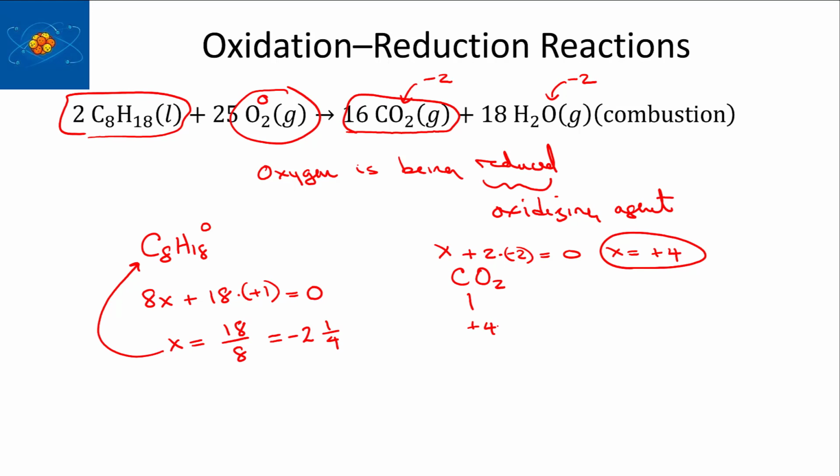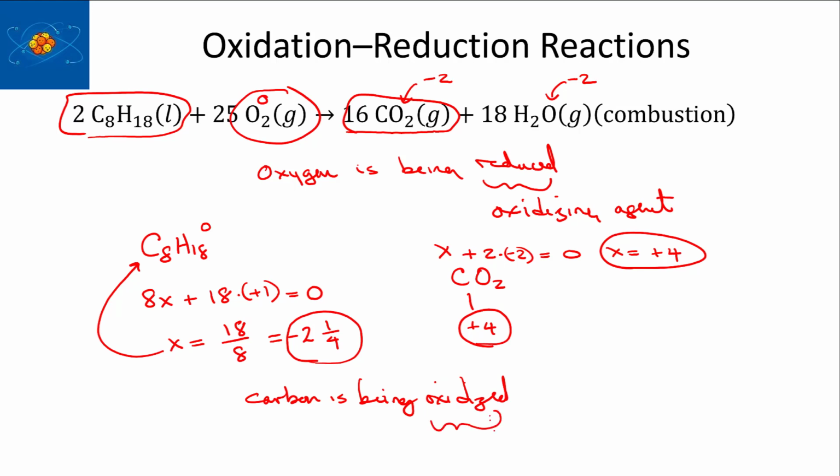So in general, what happened is the oxidation state went from being a negative value of 2 1/4 to a positive value. So remember, anytime the oxidation number goes up, it's being oxidized. So carbon is being oxidized in this reaction. So having said that, because it's being oxidized, it's the reducing agent. It's the source of the electrons for the oxygen.